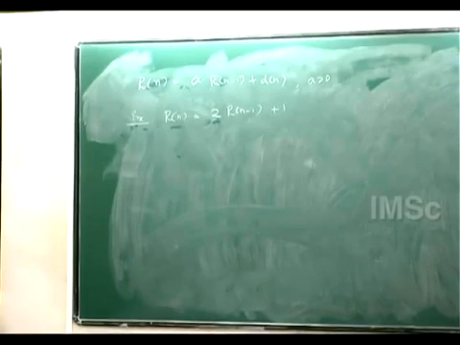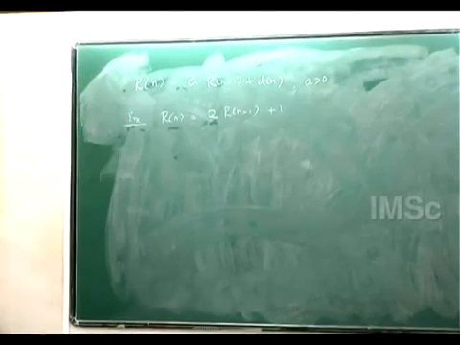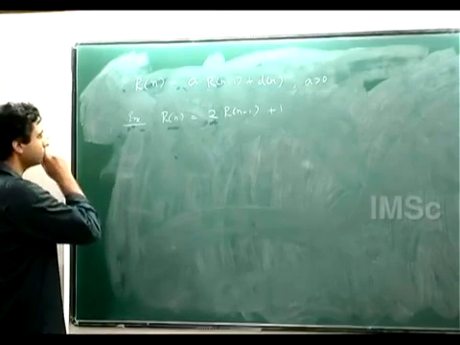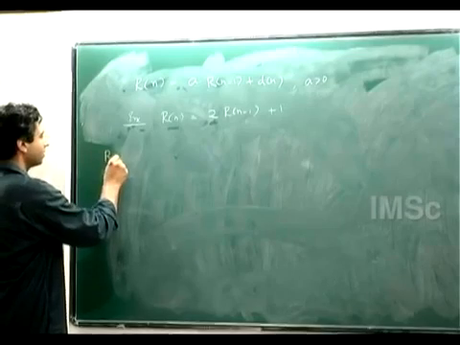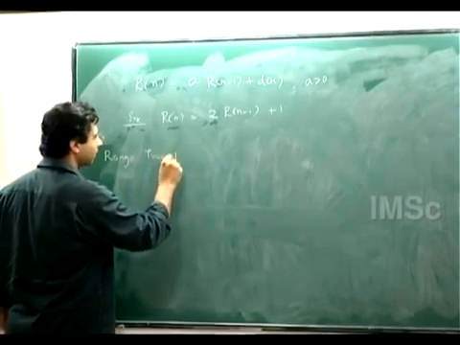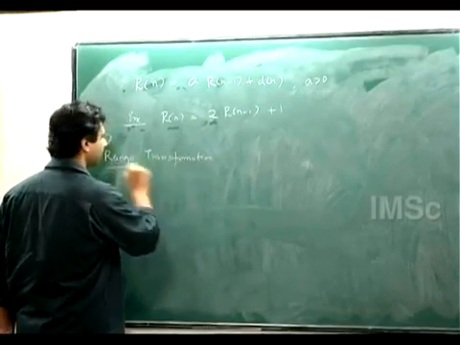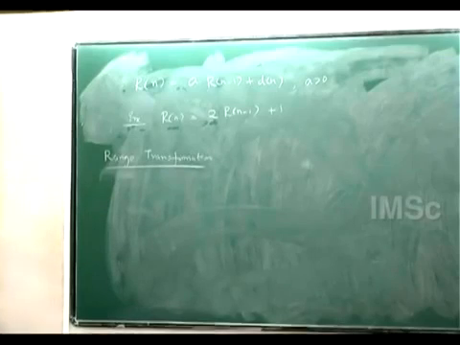So I want to reduce. My first step is to reduce a recurrence of this form to a recurrence of this form, to a fundamental recurrence. So how will I do that? The trick to do that is called a range transformation. We'll see why it is called a range transformation.